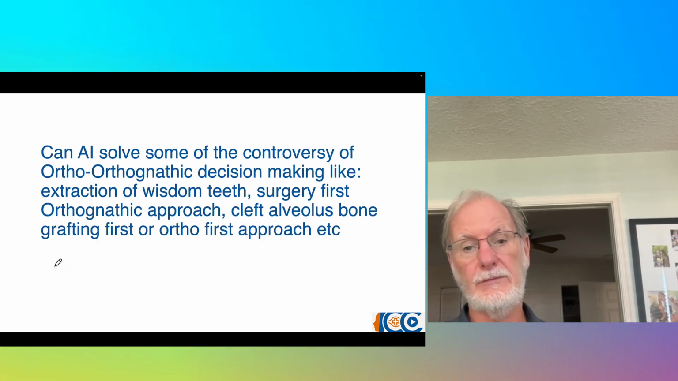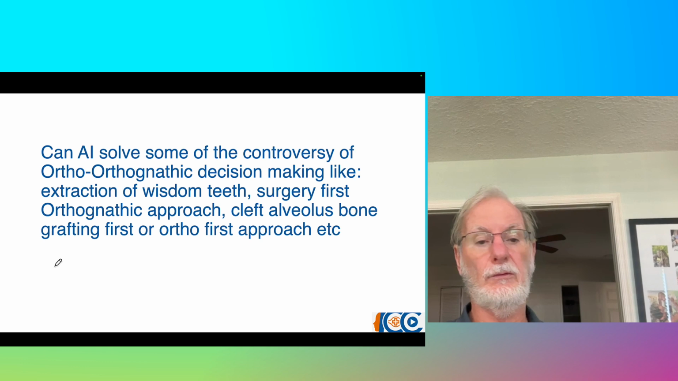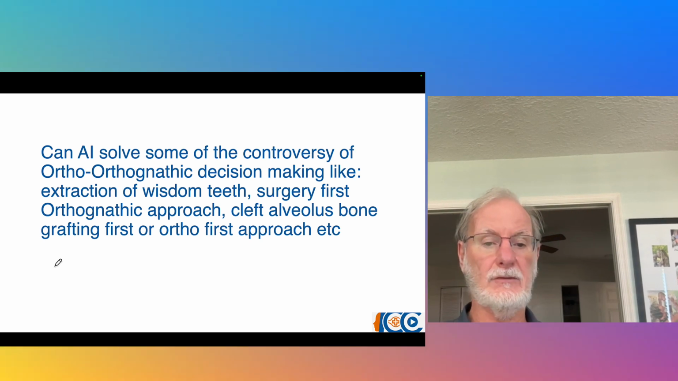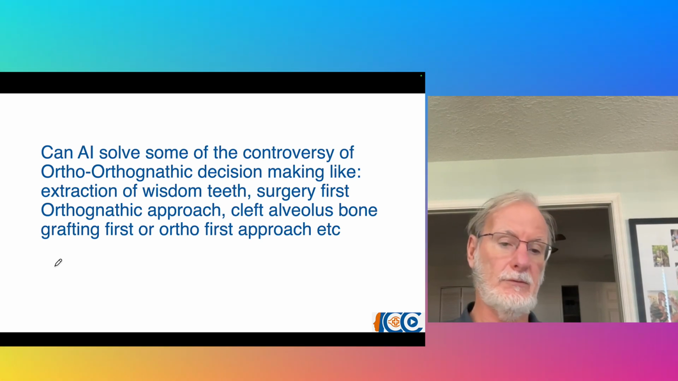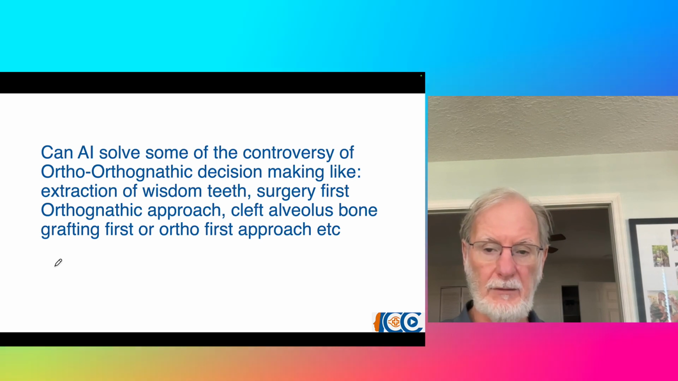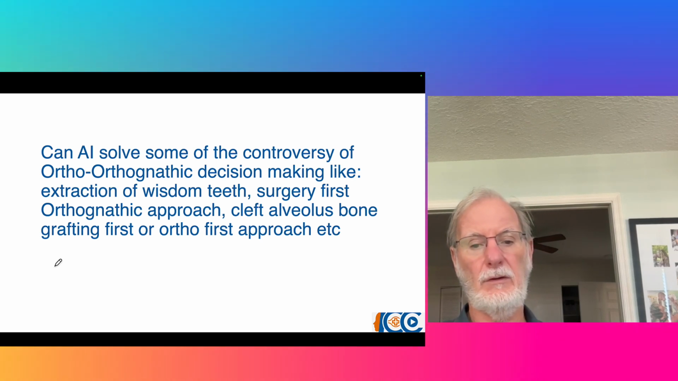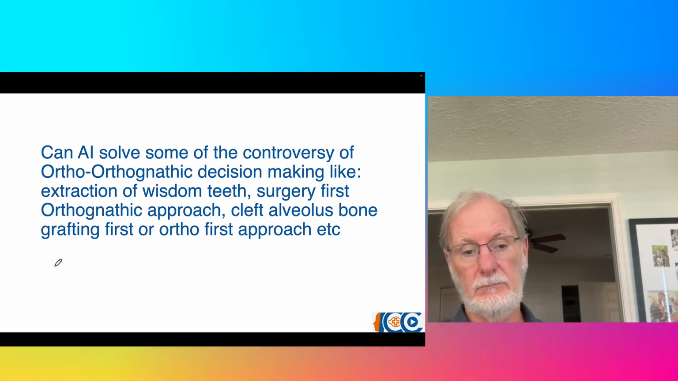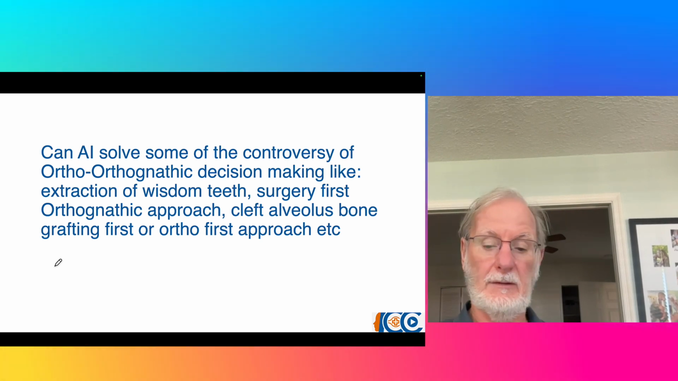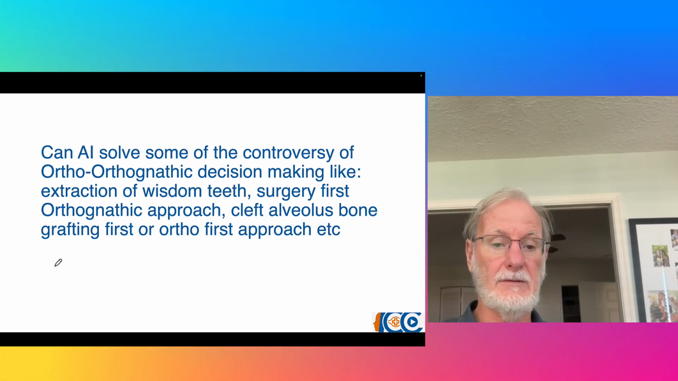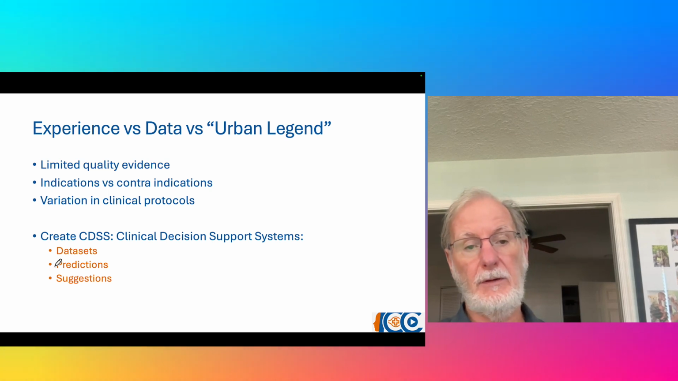Can AI solve some of the controversy of orthognathic decision making, like extraction of wisdom teeth, surgery first orthognathic approach, cleft alveolus bone grafting first, and ortho first approach? That's basically a good question, but it would take a long time. So I made it very, very simple. It's called experience versus data versus urban legend.